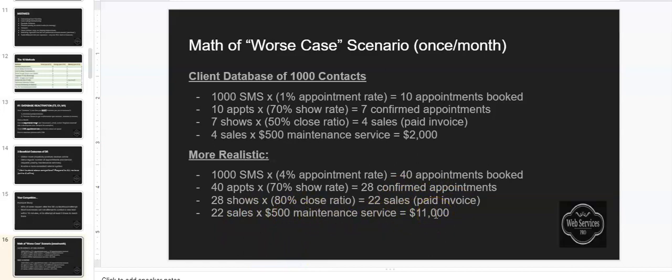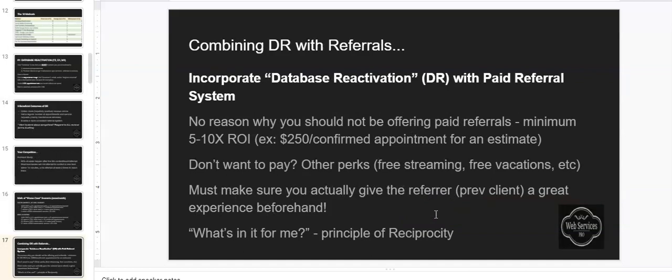Not bad at all. So how about combining this with referrals? You want to incorporate this with the paid referral system.